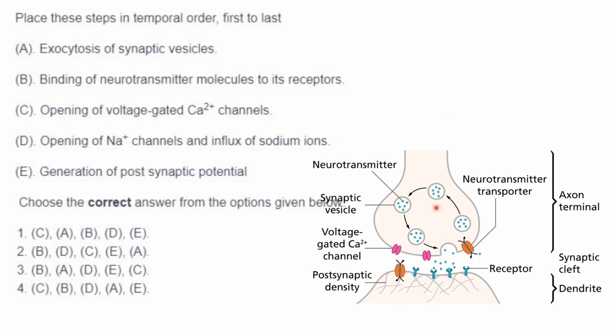So the first step will be opening of voltage gated Ca2+ channels in the presynaptic neuron. So C first is there in option 1 and 4. So 2 and 3 you need not see. After opening of the voltage gated Ca2+ channel, you will have to go for exocytosis of synaptic vesicle. These are the synaptic vesicles. They will fuse with your plasma membrane and result in the release of acetylcholine into the synaptic cleft.